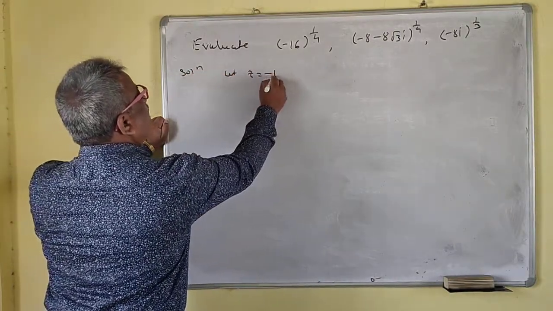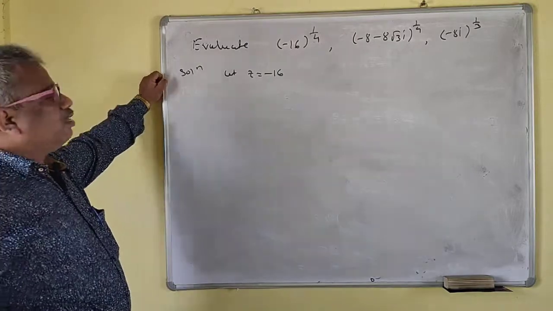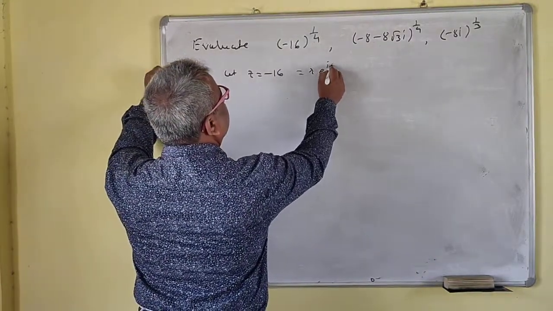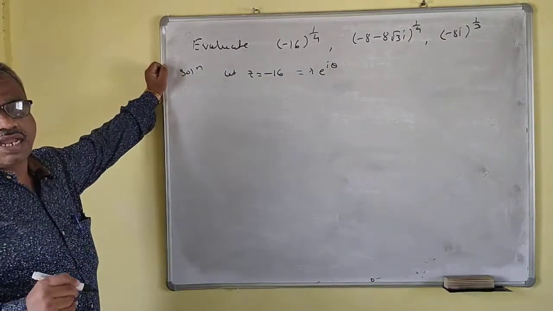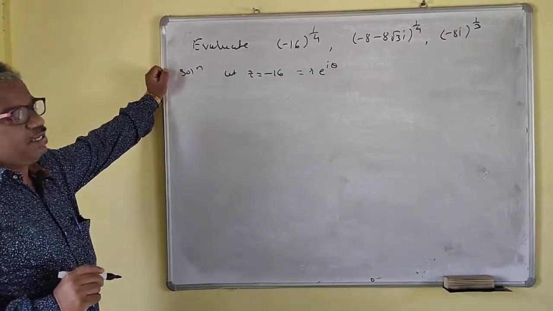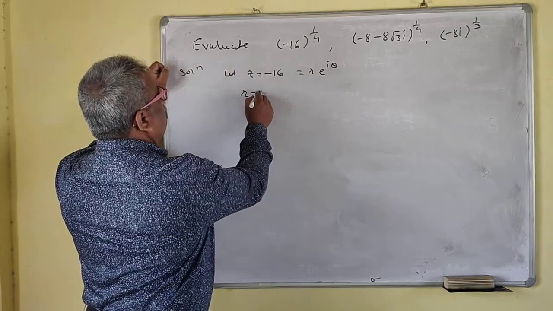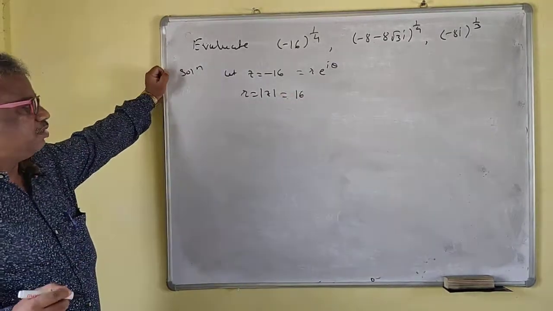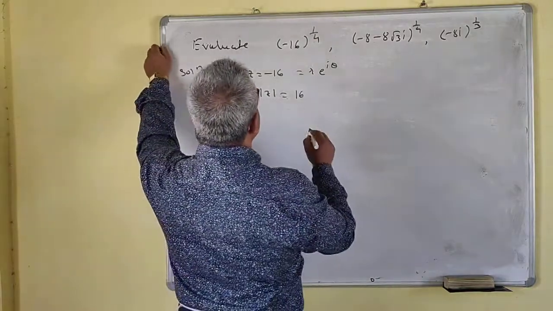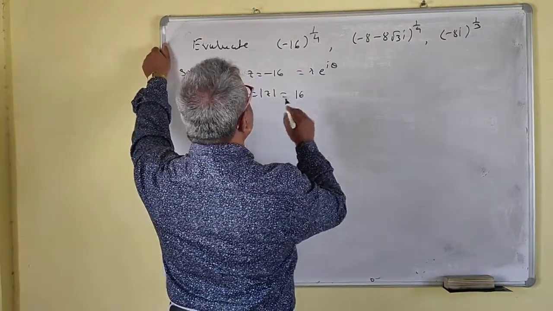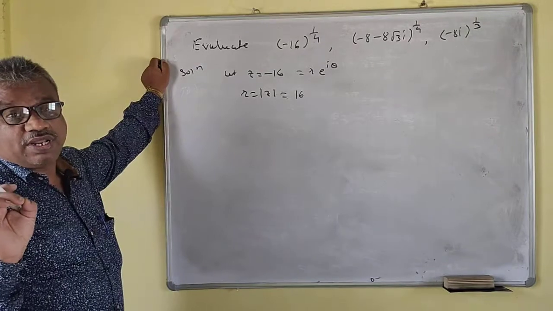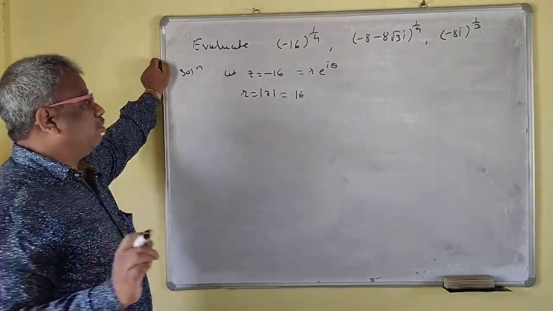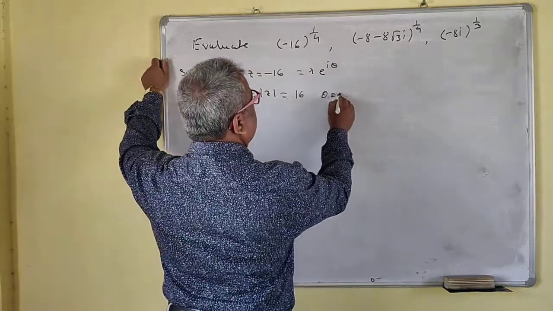I will write z as minus 16. Now I have to write this in terms of r e raised to i theta, so I need to find the value of r and theta. Your r is the modulus of z. It is a purely real number, so this will be 16. Z is purely real and negative, so your theta is pi.